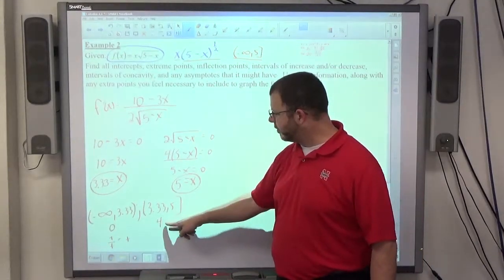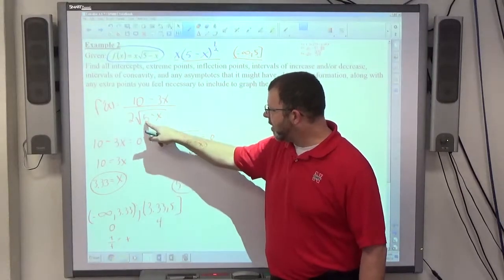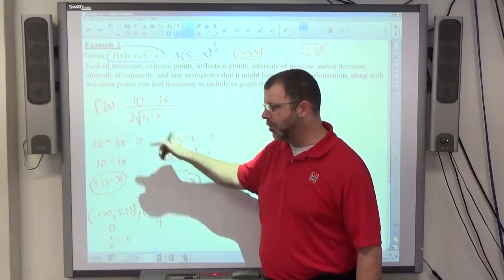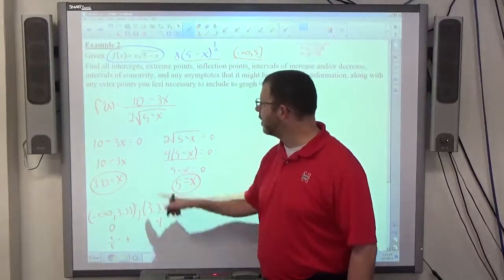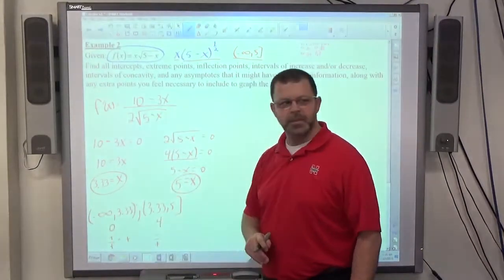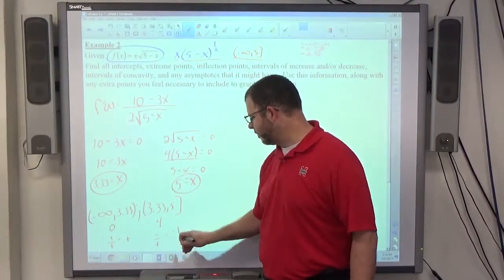If I try x equals 4 in this function, 5 minus 4 is 1, square root of 1 is 1, times 2 is positive 2. On top, 10 minus 12 is negative. Negative over positive makes a negative.